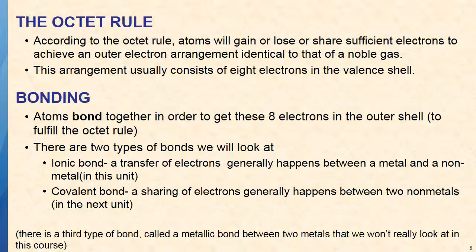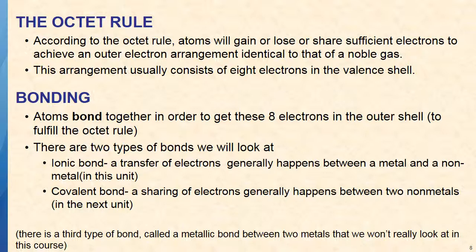So in other words, one atom will lose an electron, one atom will gain an electron, and that makes them ions because they're going to be charged particles now, and they'll be attracted to each other. That's what we're going to talk about the rest of this unit.